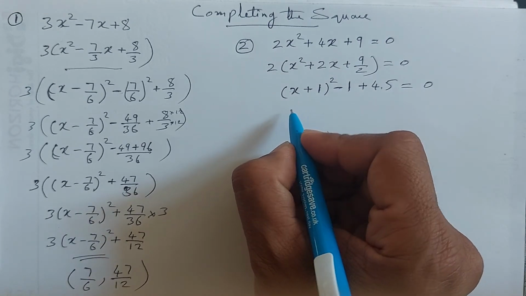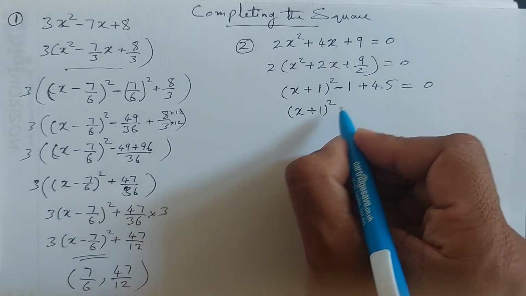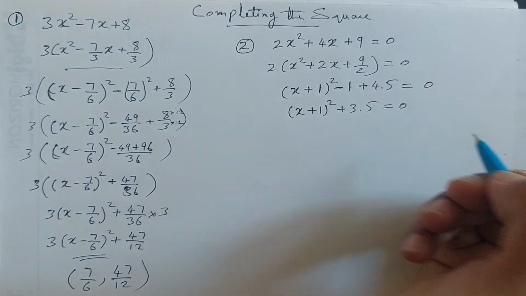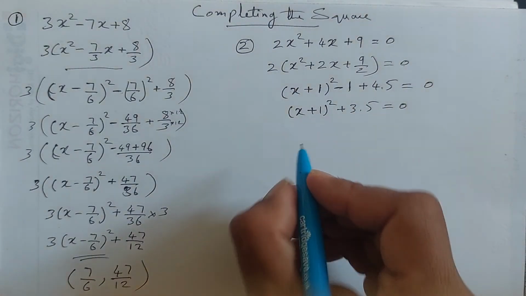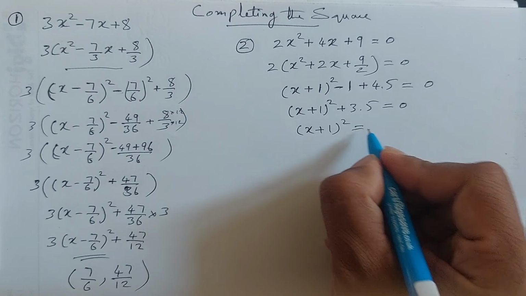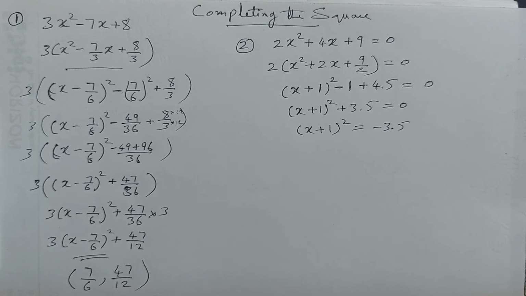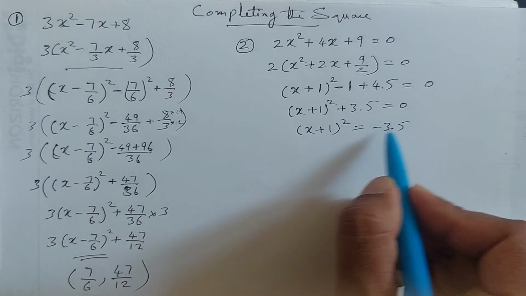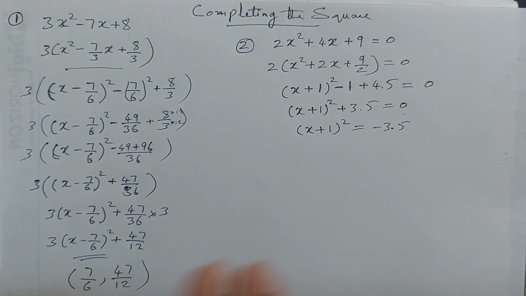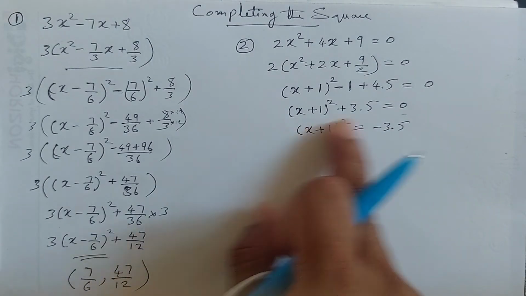So it's x plus 1 whole square, that is plus 3.5 is equal to 0. So we write x plus 1 whole square is equal to minus 3.5. Now we can't find the value for that. The reason is because it's a negative number and we can't do square root of the negative number. So we can't go any further in that. This is a complex number if you can do square root of that. So we can't go any further.